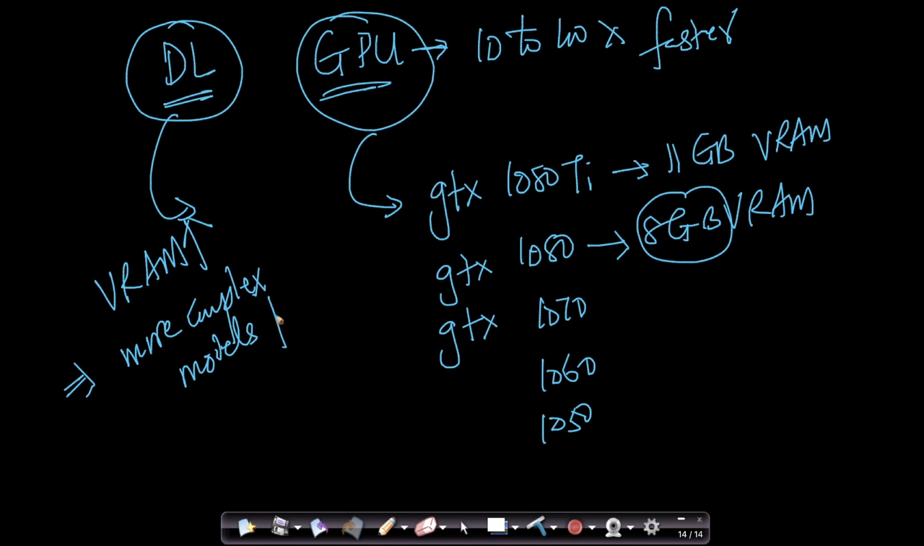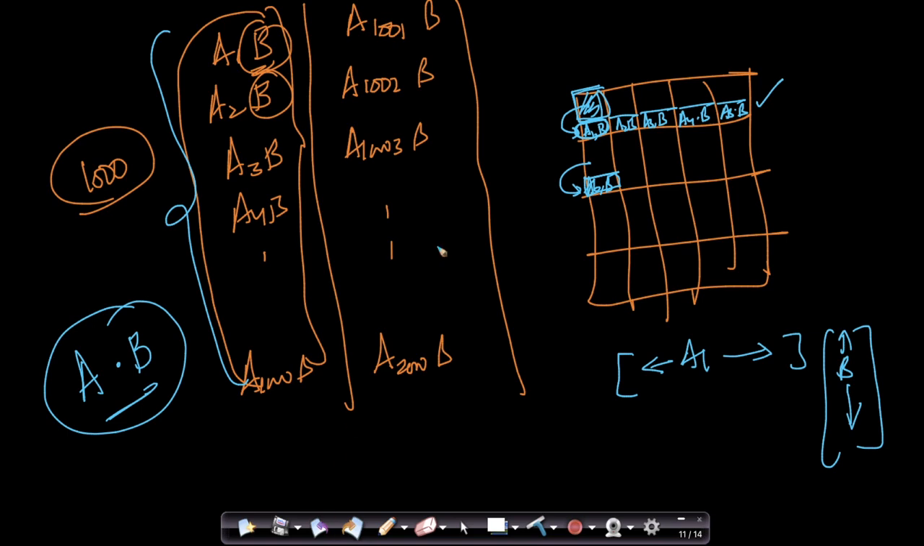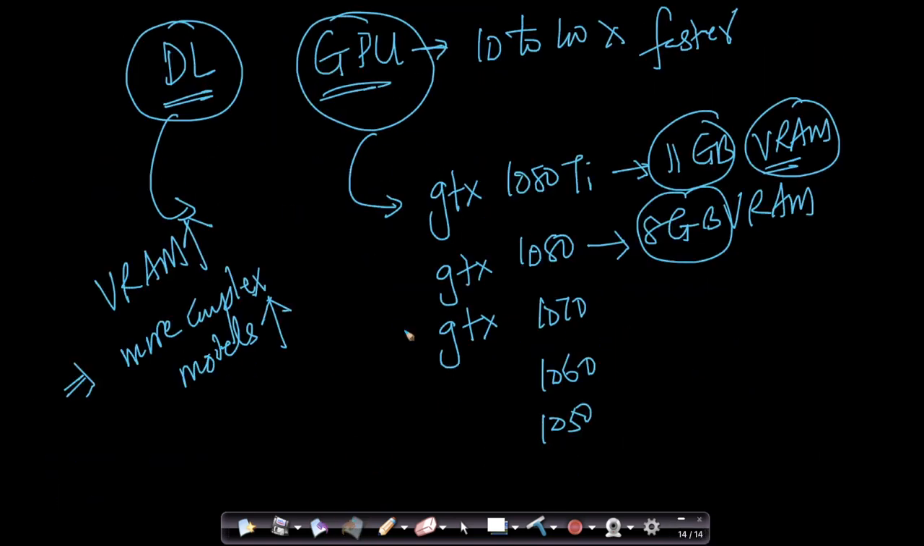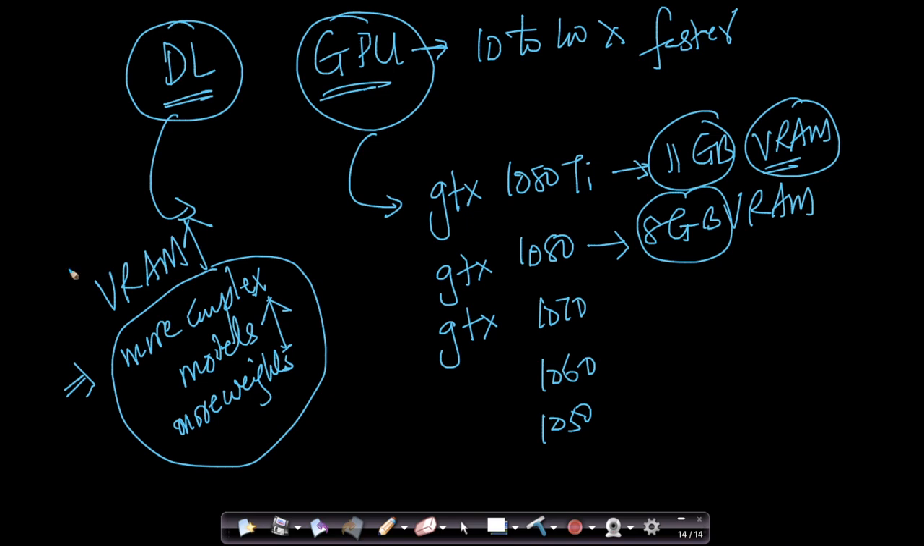with more weights, because all of your weights are what you will store in the visual RAM, also called video RAM. Video RAM is nothing but the sum of all the distributed cache that you have in your GPU. So the more RAM you have, more complex models with more weights can be trained. The more VRAM you have.